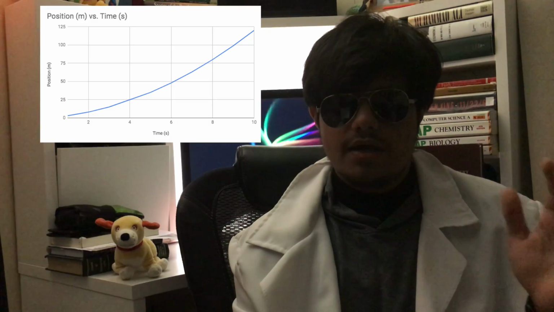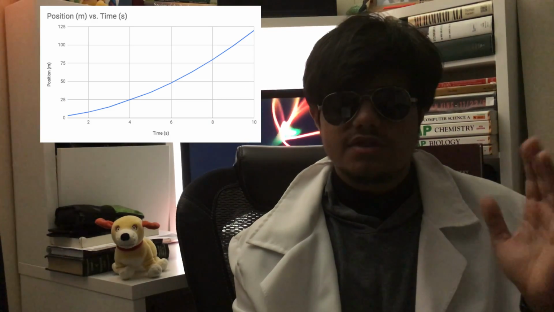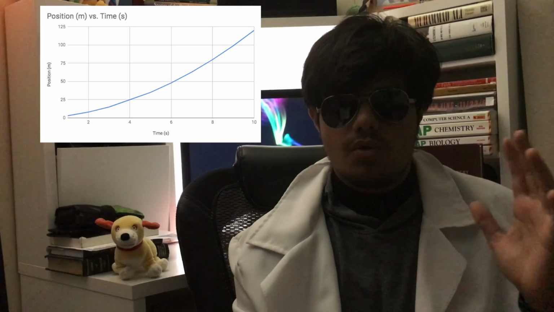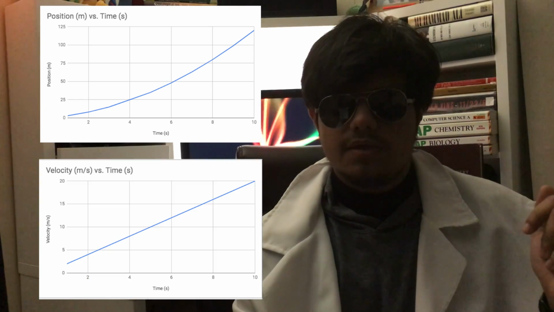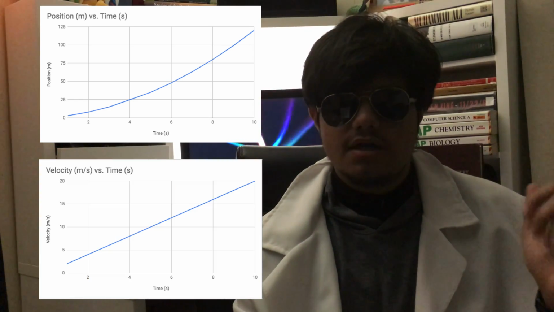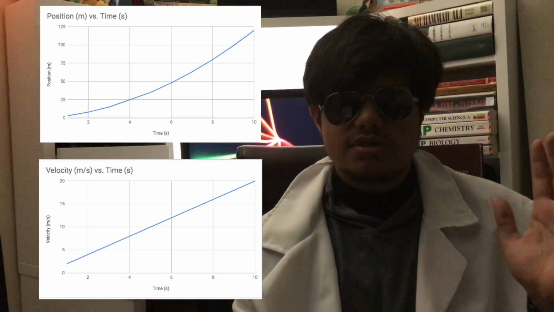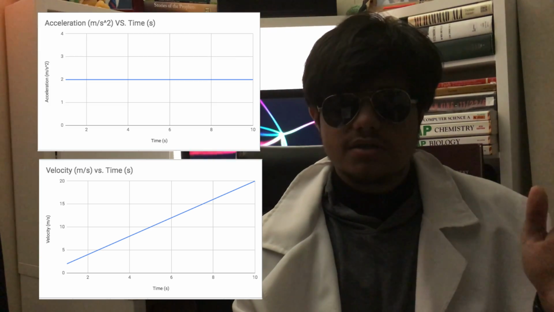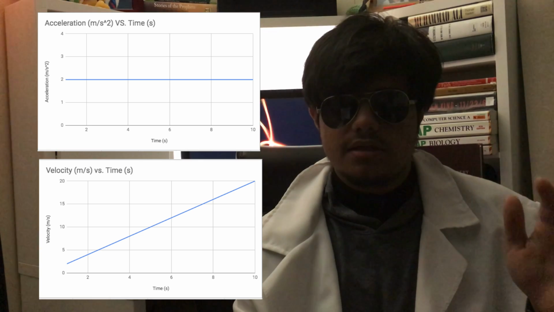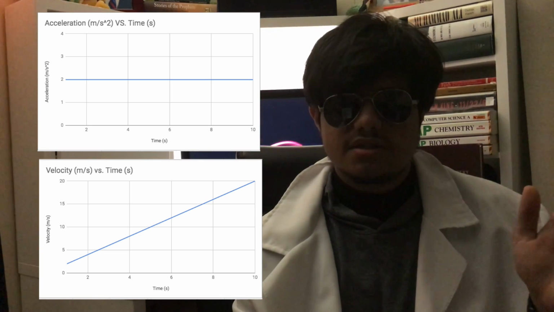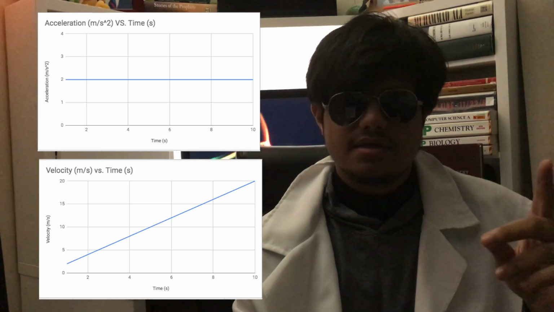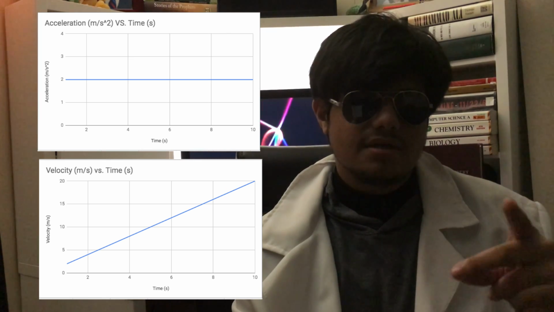When we look at the position versus time graph, we see a parabolic relationship. When we take the derivative to get the velocity, we attain a linear graph, which is suggesting that the velocity is changing at a constant linear rate, which is suggesting that we have constant, and I mean constant, acceleration.